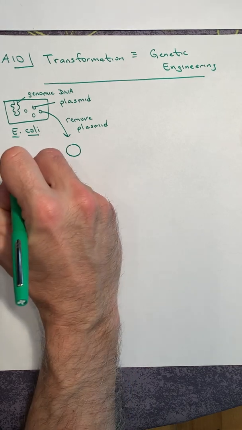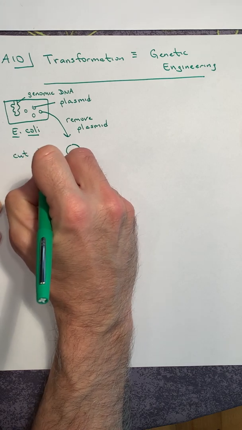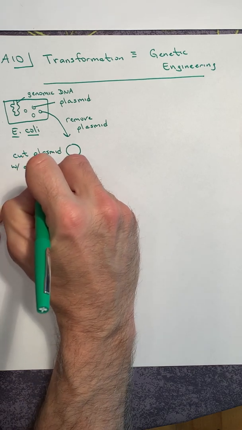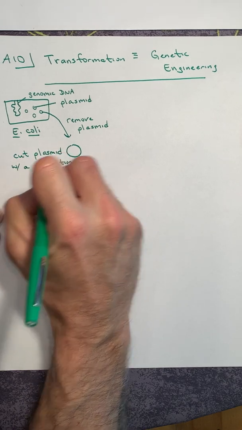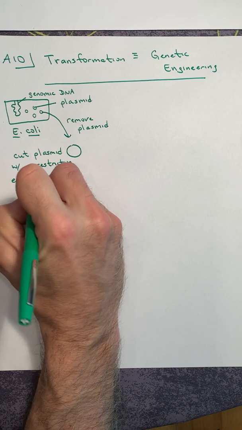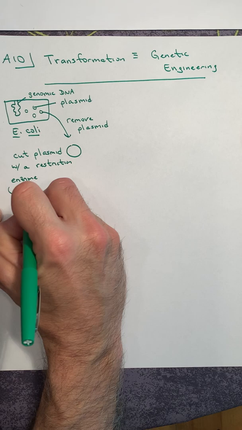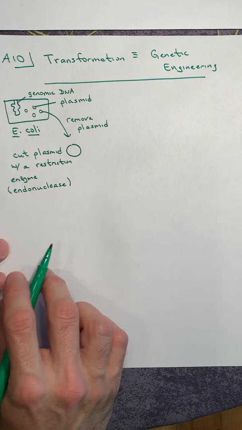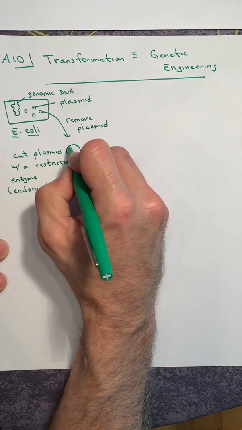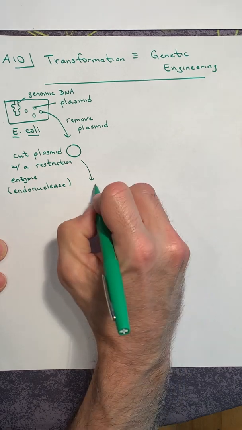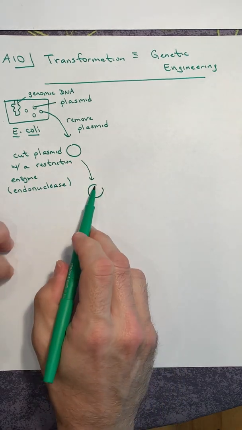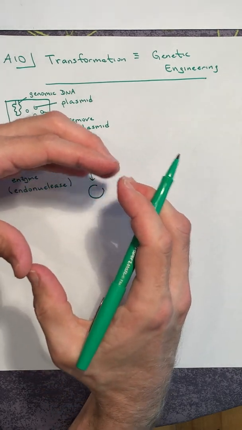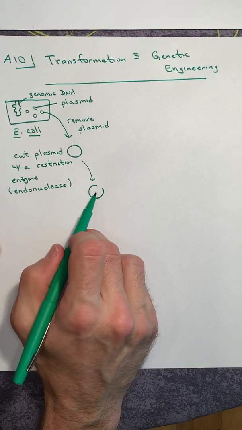And then what you do is you cut this plasmid with a restriction enzyme, in what is commonly called an endonuclease. Very expensive molecules. So when you take this circle and you cut it, it opens the circle. In the lab, this is called nicking your plasmid. You nick it, you cut it, and it takes what used to be a circle and it opens it up. So here is your opened plasmid.